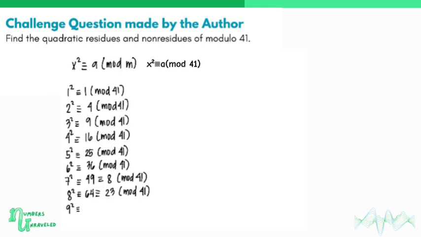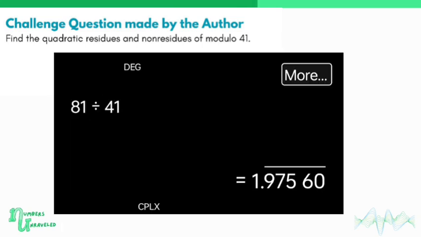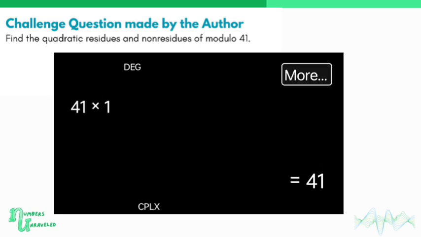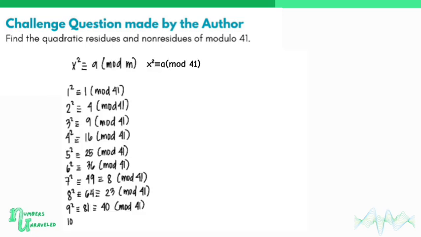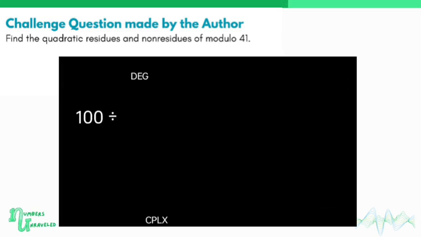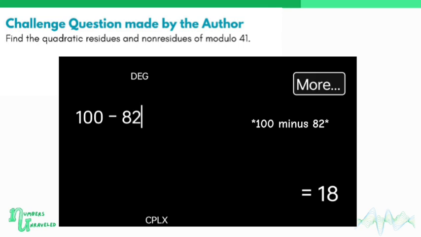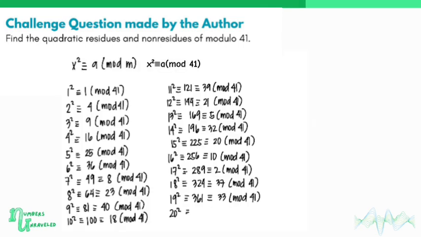Then 9² ≡ 81, which is also congruent to 40 mod 41, because 81 divided by 41 is 1.9756 something, and 41 times 1 is 41 and 81 minus 41 is 40. Then 10² ≡ 100, which is also congruent to 18 mod 41, because 100 divided by 41 is 2.4390 something, and 41 times 2 is 82. Then 100 minus 82 is 18. The same goes for the rest of them.